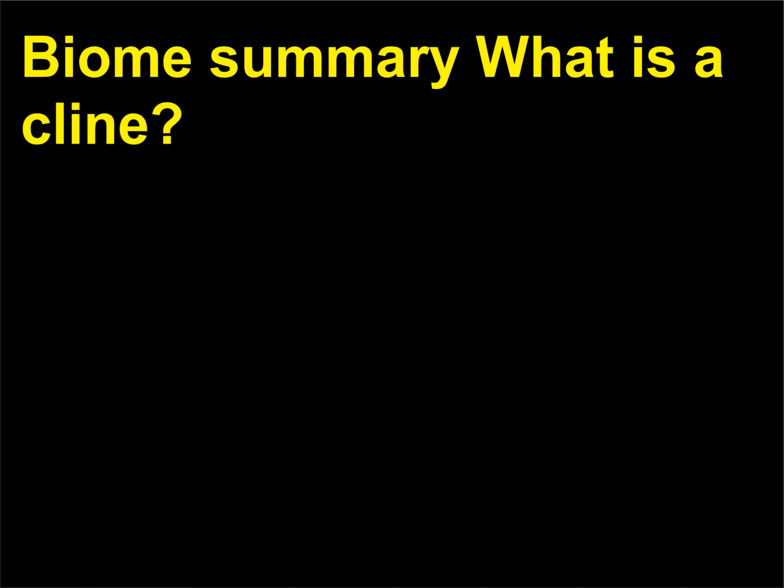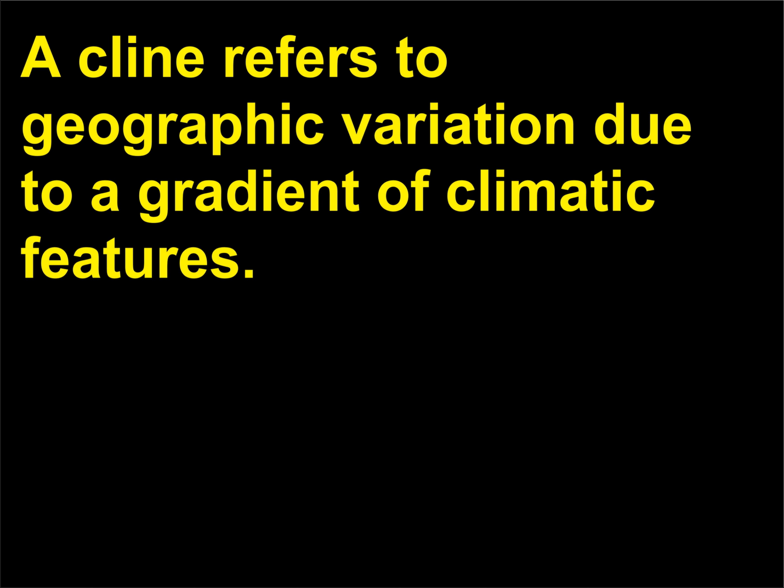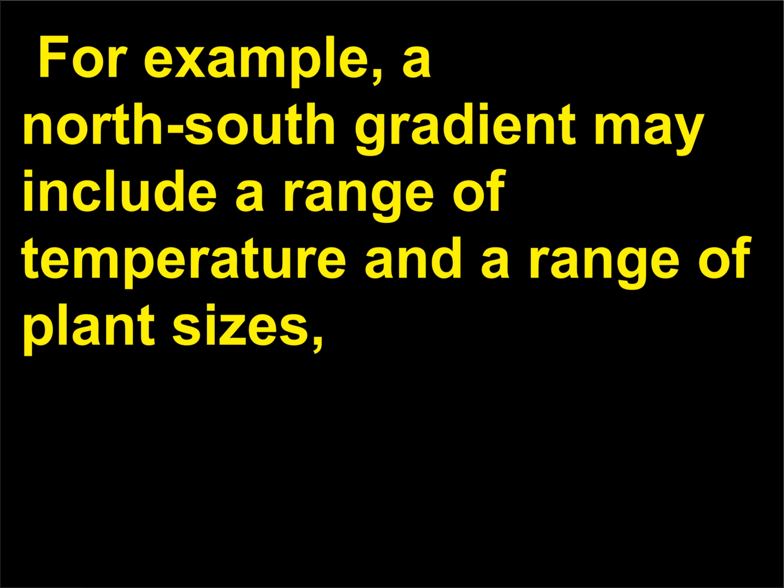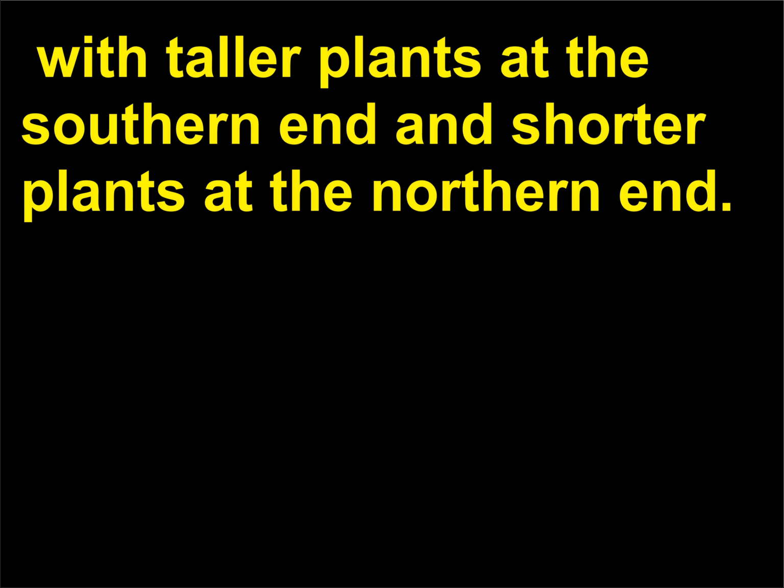Biome summary. What is a cline? A cline refers to geographic variation due to a gradient of climatic features. For example, a north-south gradient may include a range of temperature and a range of plant sizes, with taller plants at the southern end and shorter plants at the northern end.